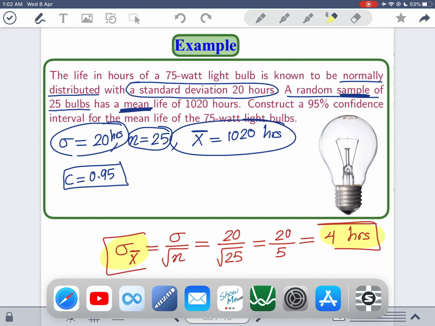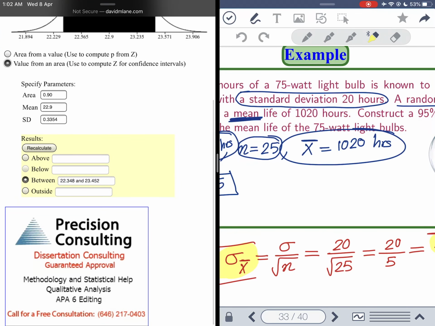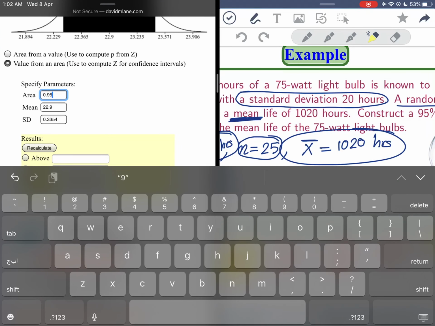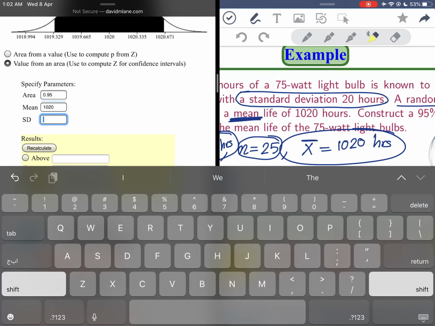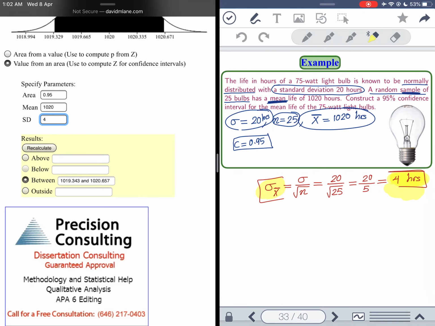So you will now go to the calculator and you will put value from an area. Now we want 95% confidence. Our mean is 1020 hours. Our standard deviation is 4. Remember, it's here, 4. And that's it, just between.